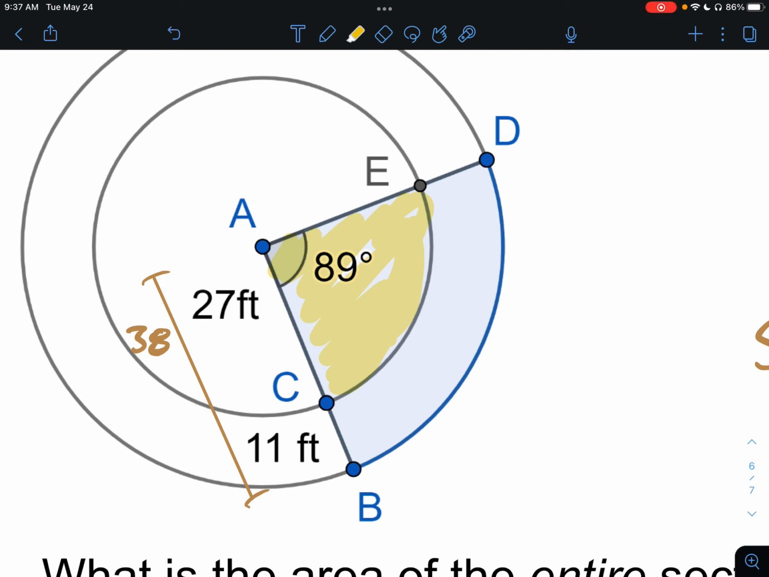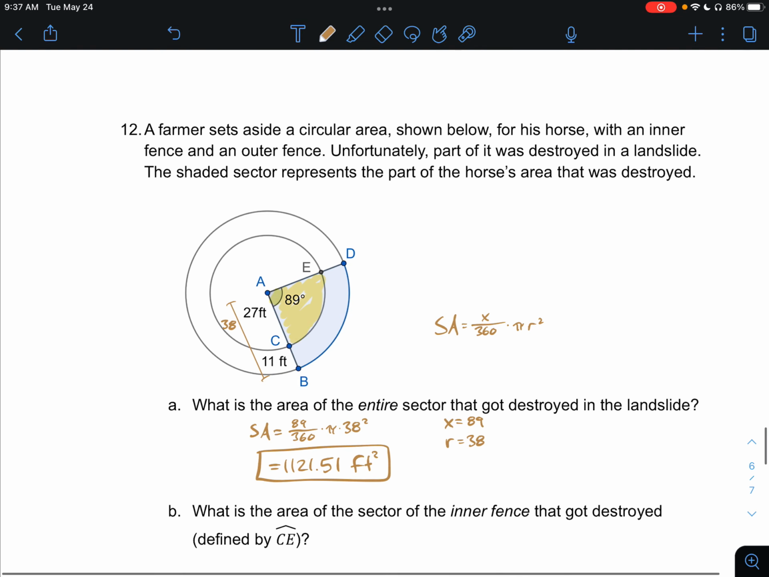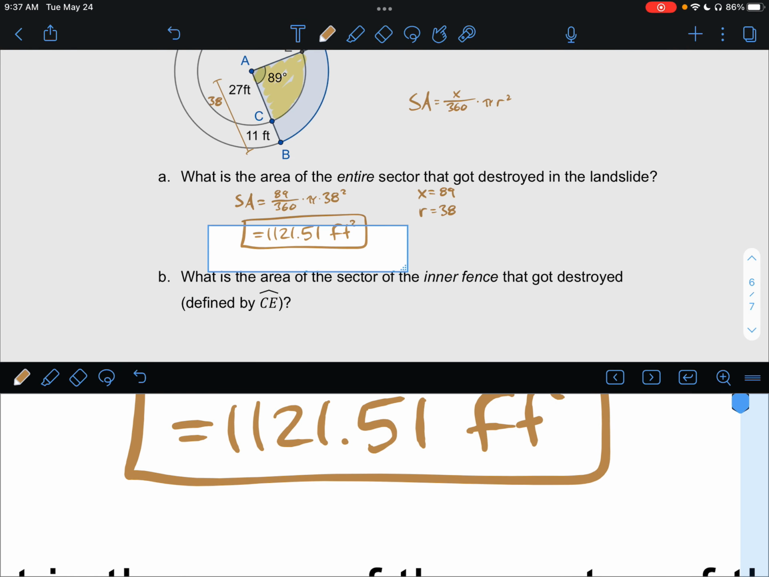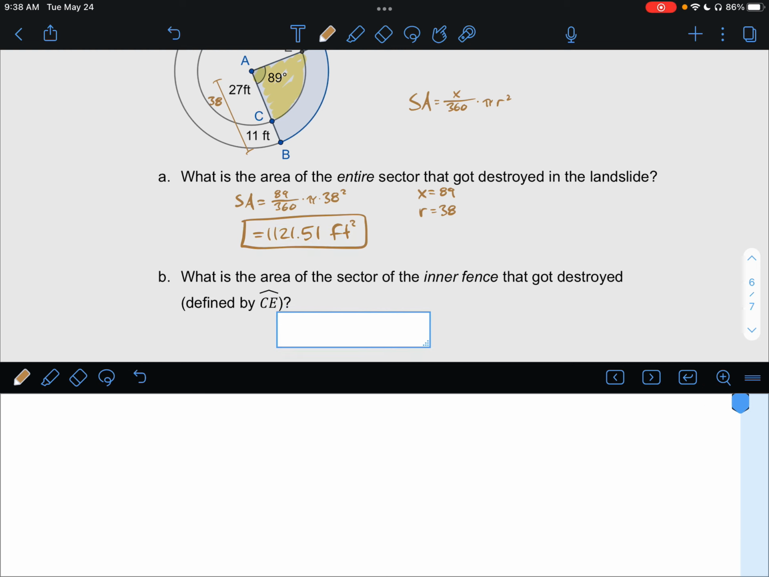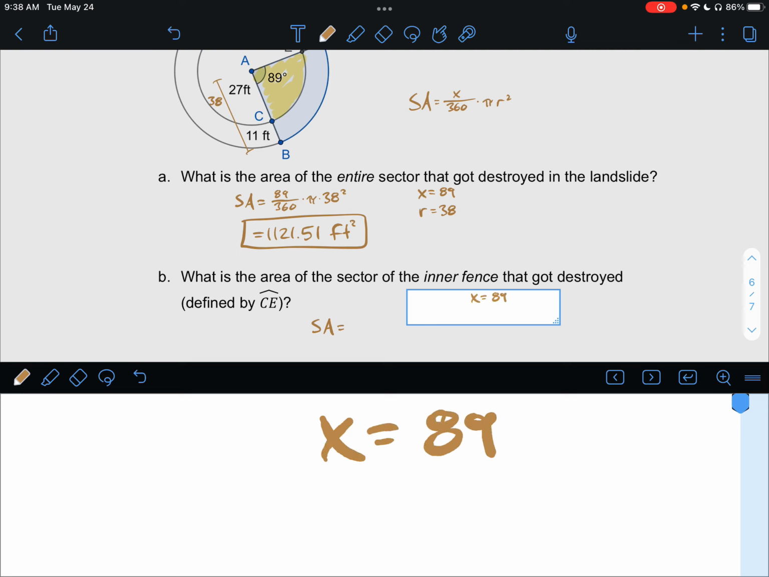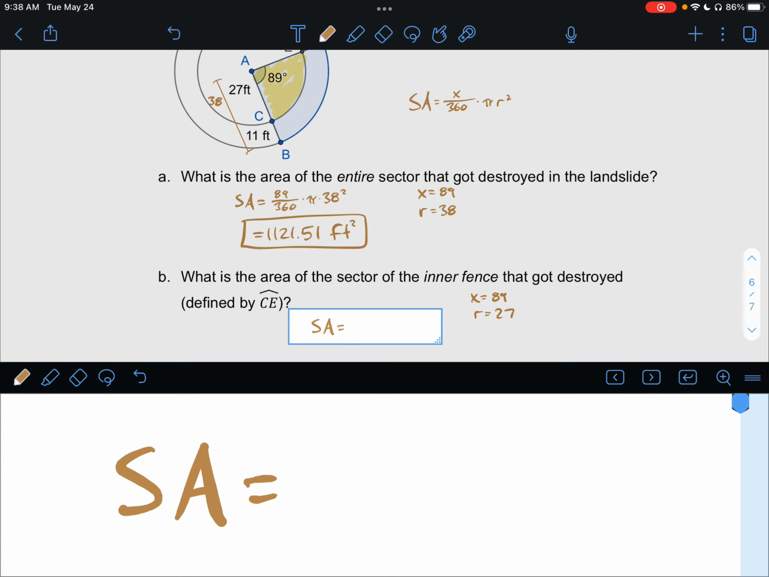So for this one, it's the same angle. So X is still 89, but now my R is just 27. So that part only goes to 27. So it's going to be my sector area equals, and I'll write out my X and R again. X equals 89, R equals 27.